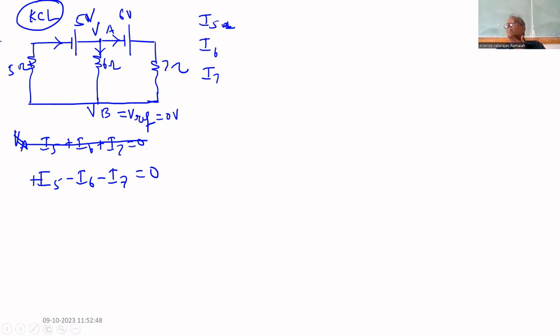Now I have to find I5. What is I5? If we want the current through 5 ohm, we have to find the voltage across 5 ohm. This circuit is identical to another form, if I put it another way, you will understand. To understand this, I am modifying the circuit this way.